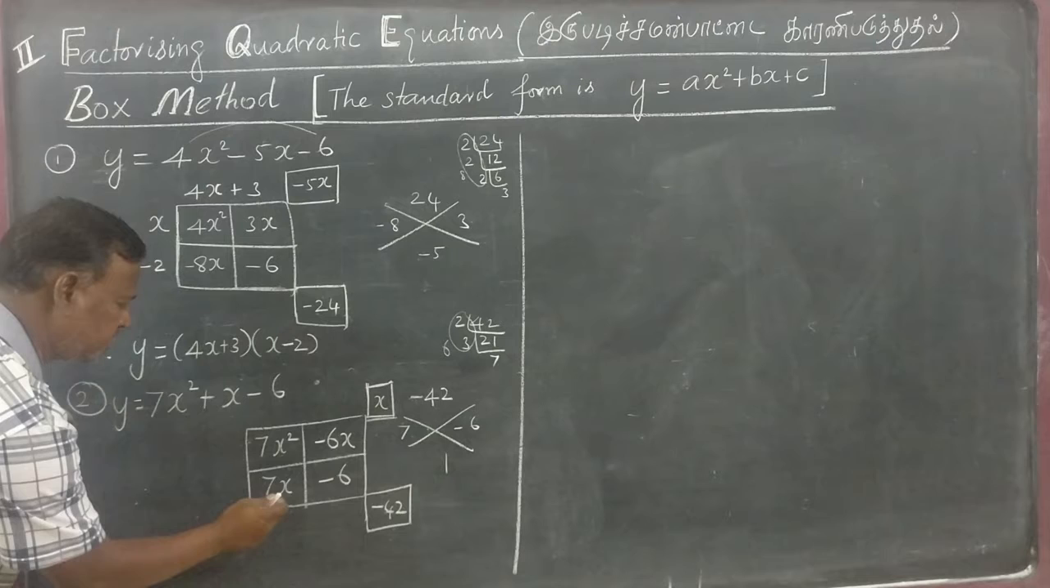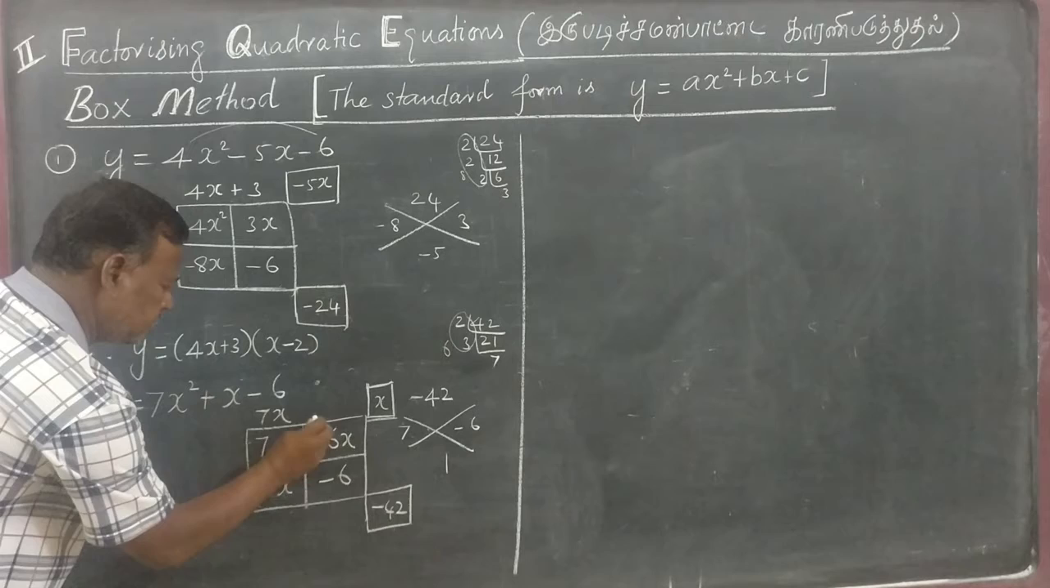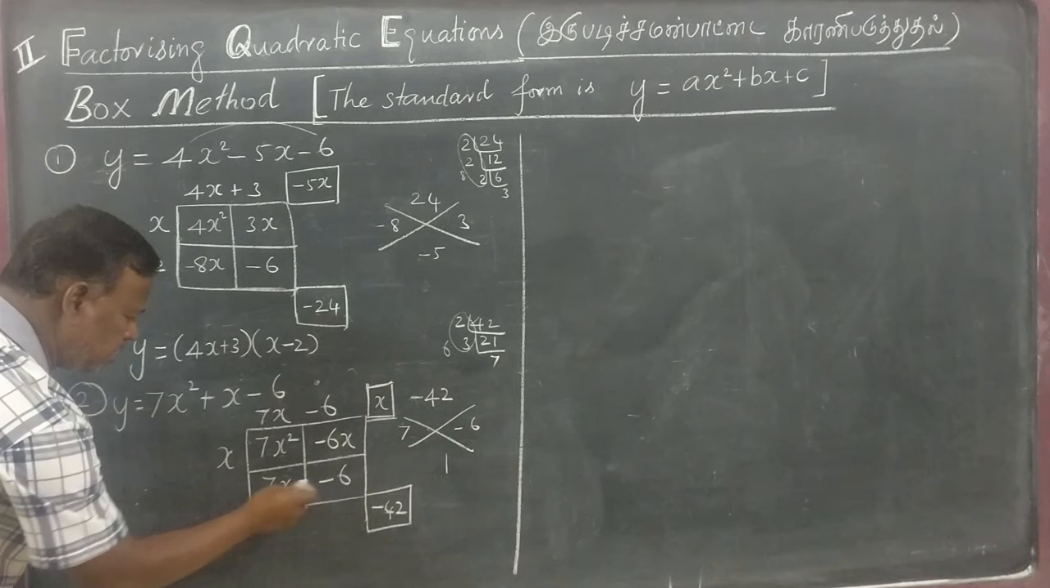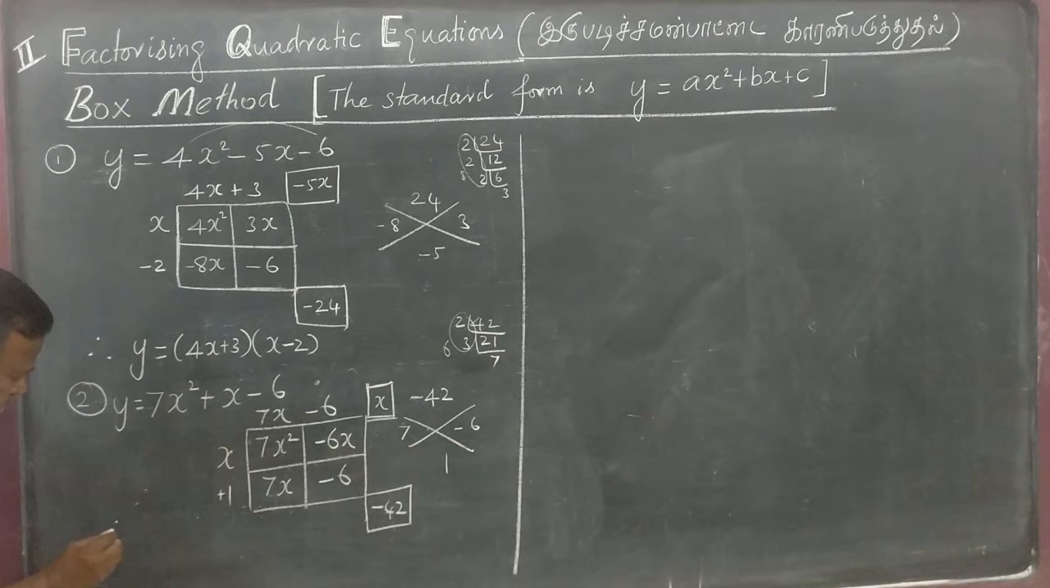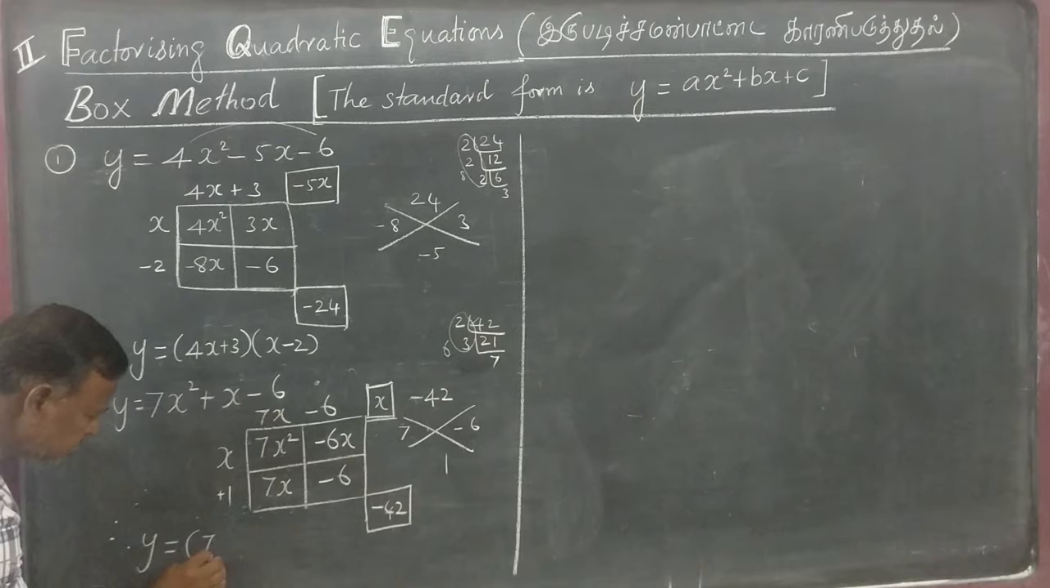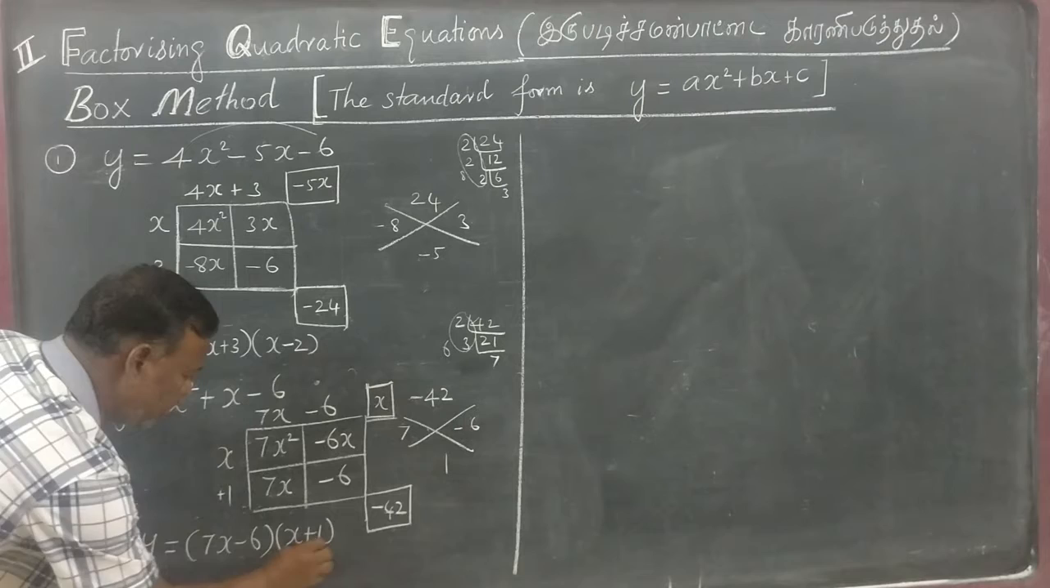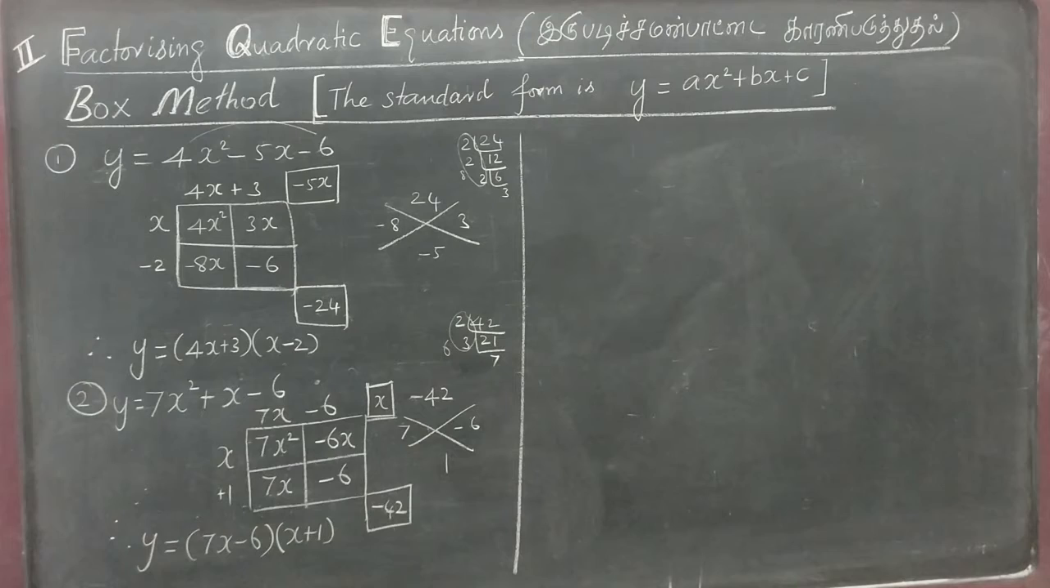Common factors: common term 7x, common term minus 6, here common x, common 1 plus 1. Therefore the factor is y equals 7x minus 6 into x plus 1. In this way, you can factorize any quadratic equation so simply. One more example.